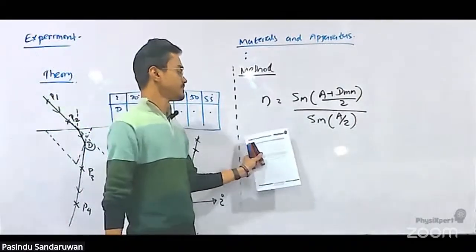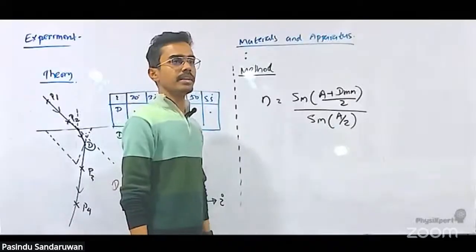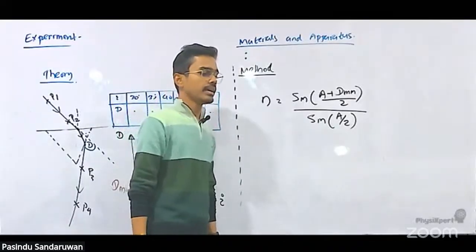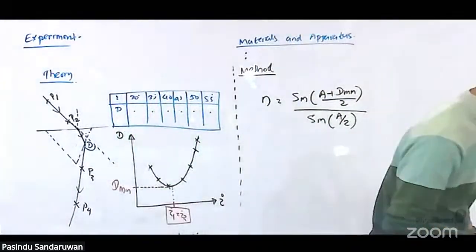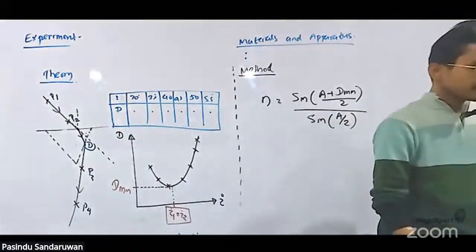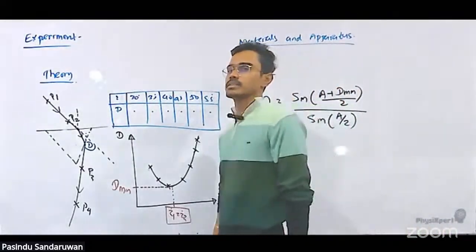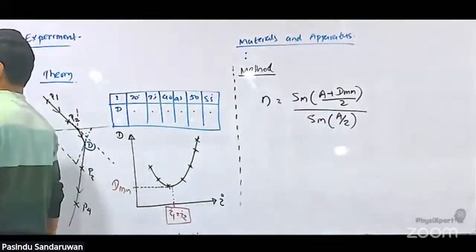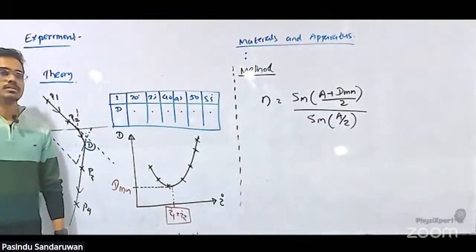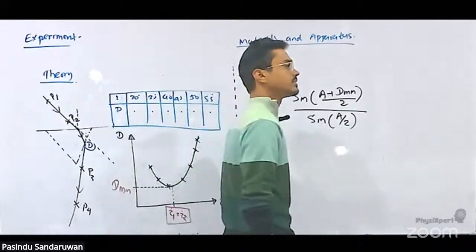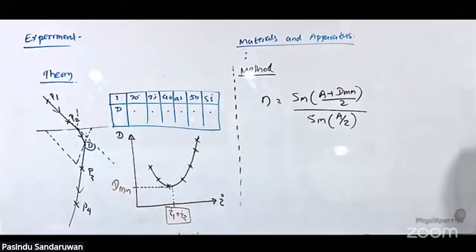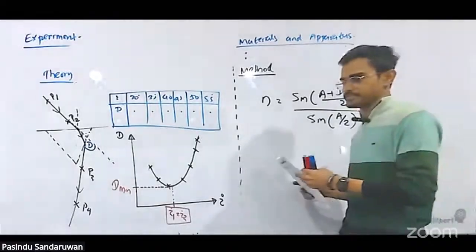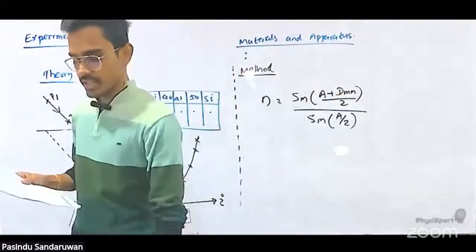Write down below. Since A and d min are known, simple n can be determined. Right. Okay, that's it.